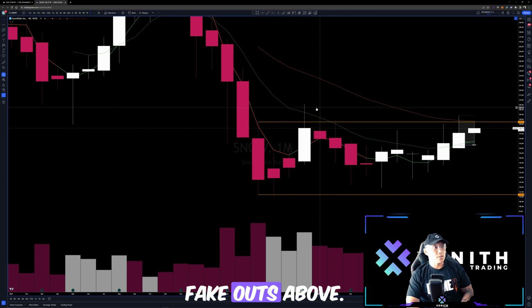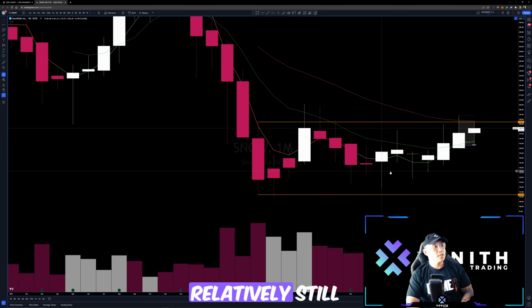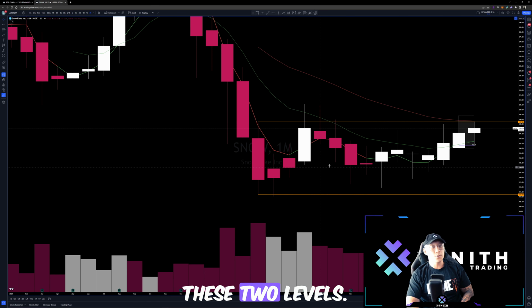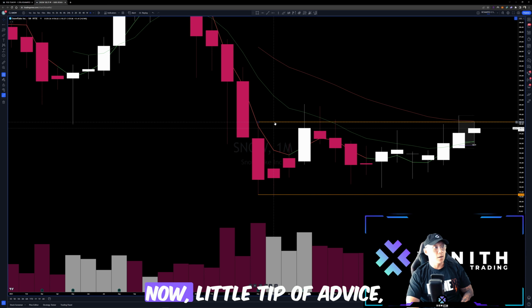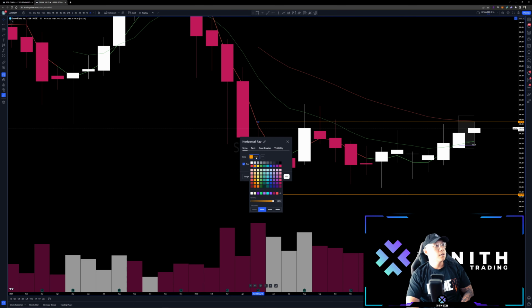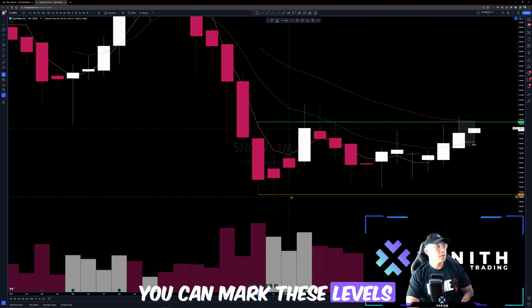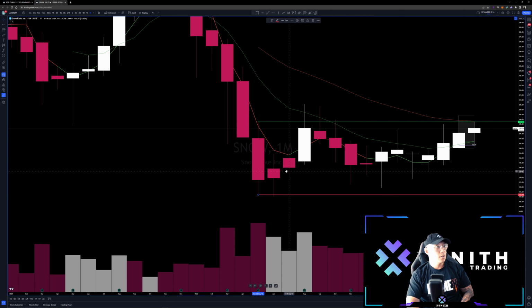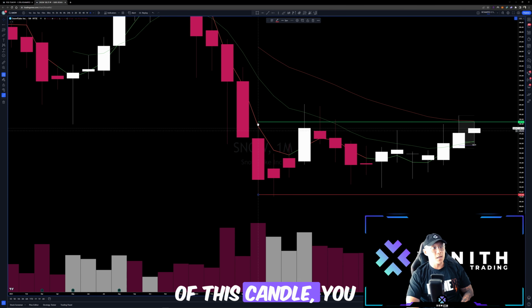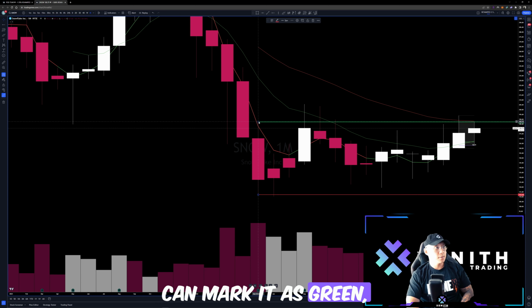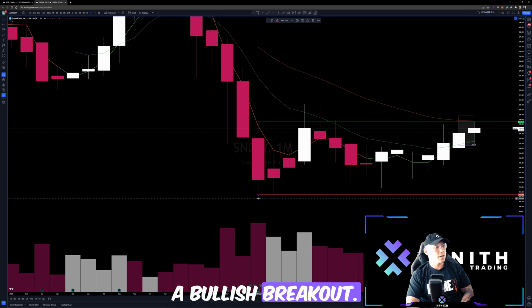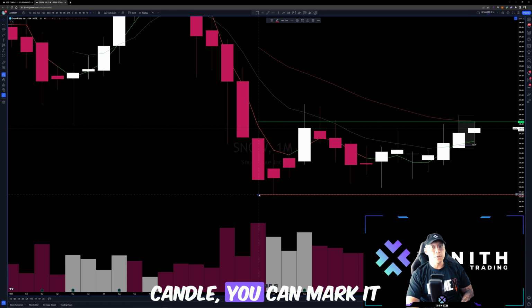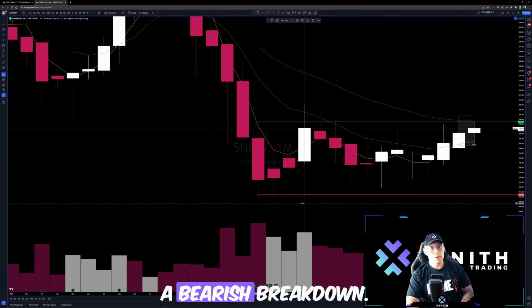We've had a couple of fake outs above, a couple of fake outs below, relatively still range bound within these two levels. Now, little tip of advice: you can mark these levels and then color code them for better visuals. So the top of the range of this candle, you can mark it as green, which will indicate a bullish breakout, while the low of this candle, you can mark it as red, which will indicate a bearish breakdown.